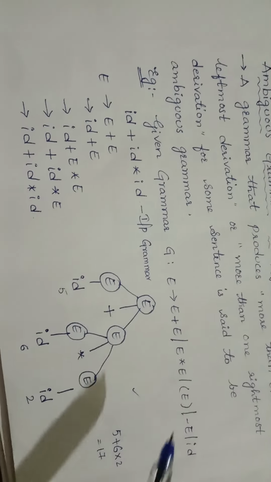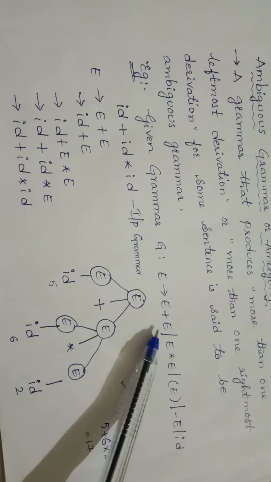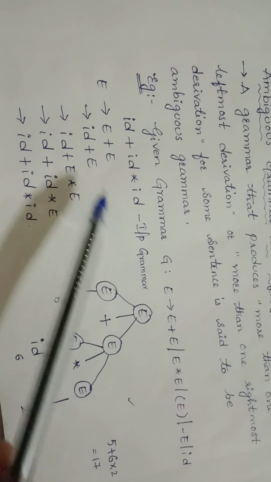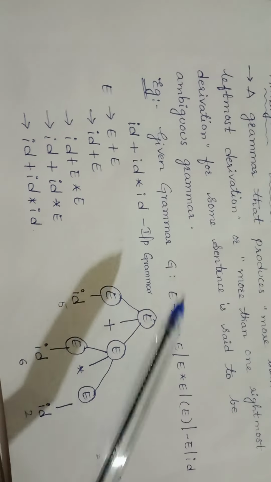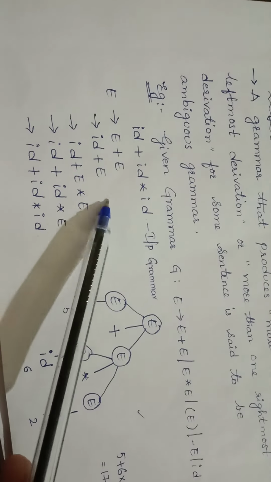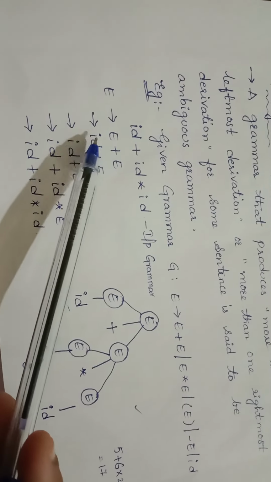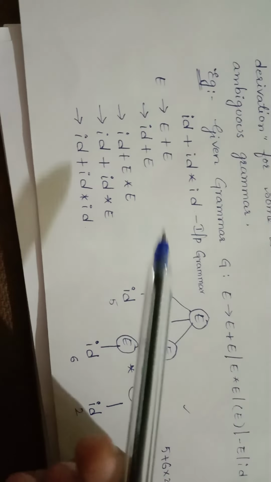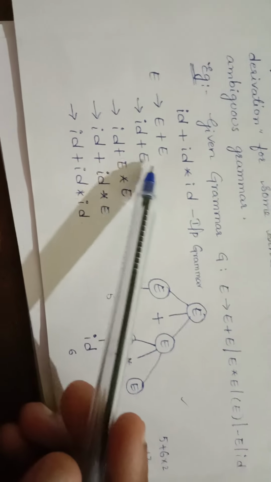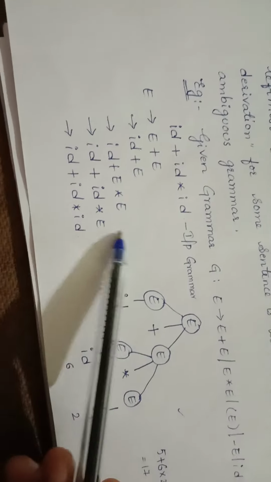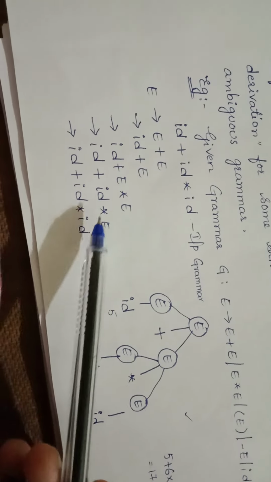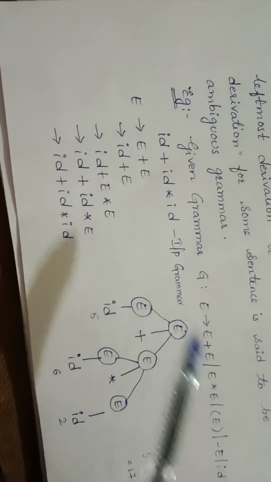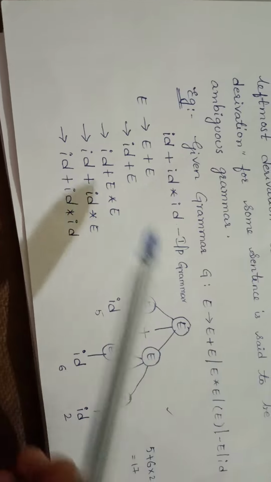So consider here the grammar E tends to E plus E or E star E, E minus E or ID. So the given input string we need to derive is ID plus ID star ID. So here we are using first E tends to E plus E. So in place of E we are using ID, that is E tends to ID plus E, and then in place of E we are substituting E star E, and E is substituted with ID, and again here E is substituted with ID. So finally we got the string ID plus ID star ID. So by using one production rule from the given grammar, we have constructed this.